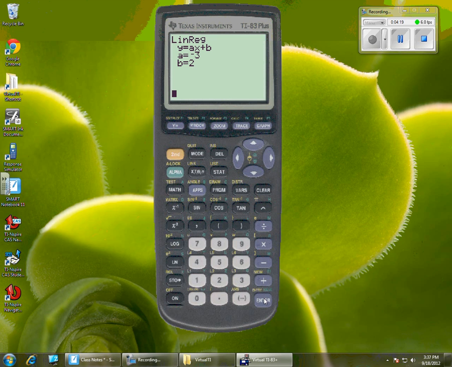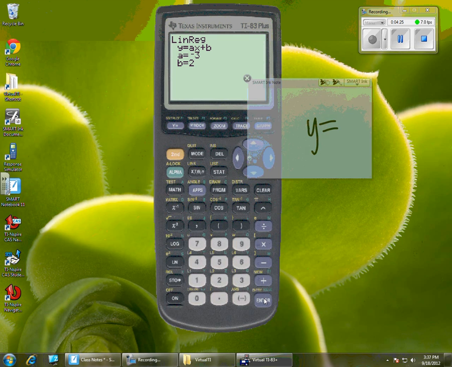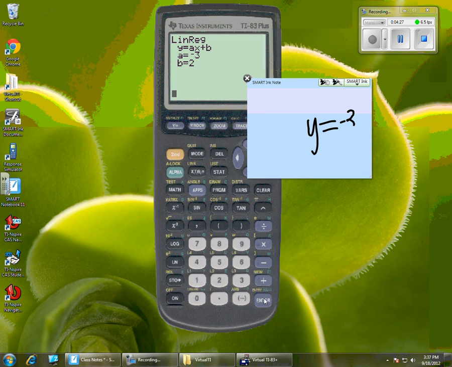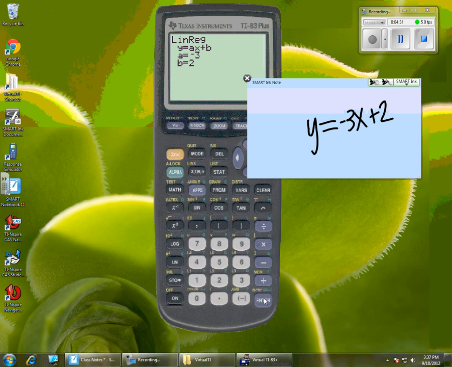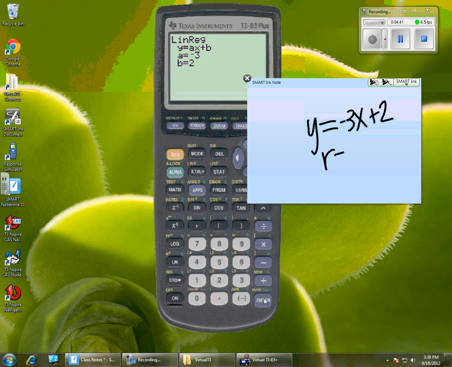Okay, so when it says use linear regression to find an equation, here's my equation. All you need to write is y equals -3x plus 2. So I plugged in -3 for my A and I plugged in 2 for my B, so here's my equation. Now it also asked me for my correlation coefficient, which we wrote down was our letter R.